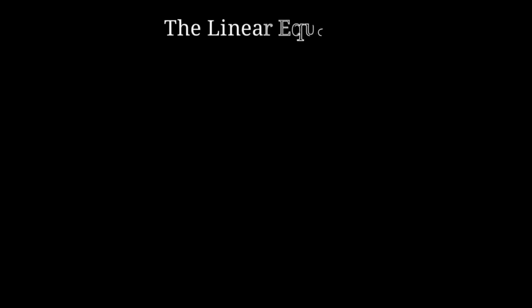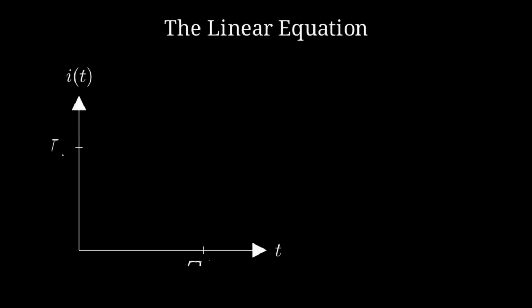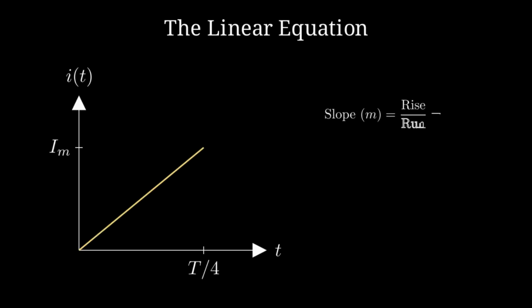In the first quarter cycle, the current is a straight line passing through the origin. The slope is the peak value Im divided by the time T/4. This gives us the simple linear expression i(t) equals 4 times Im divided by T, times t.